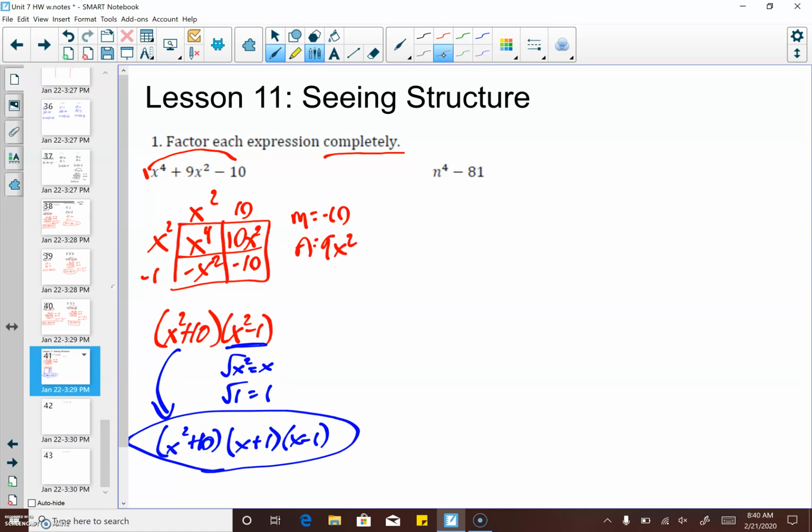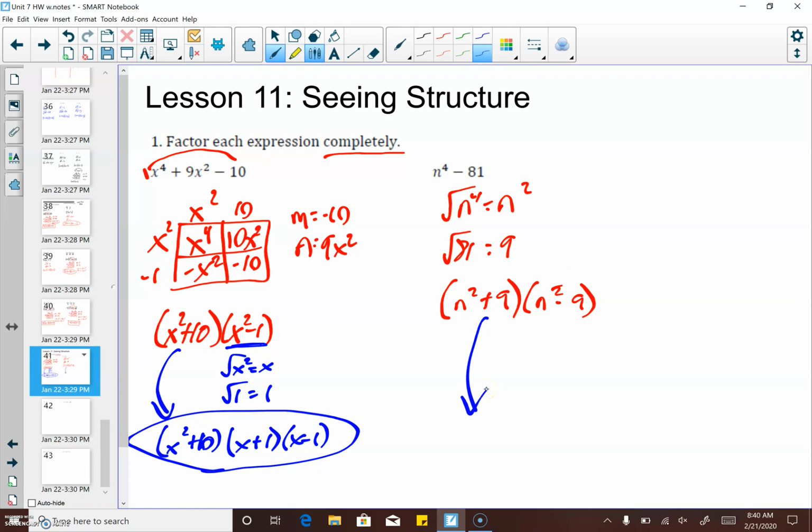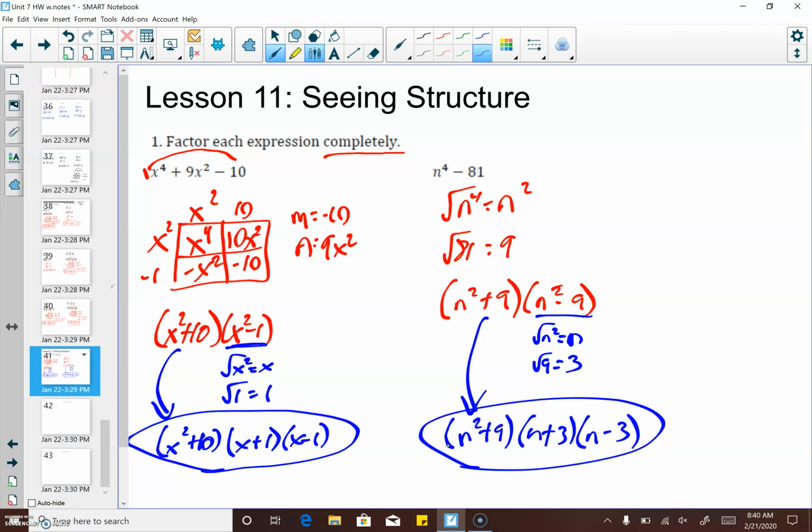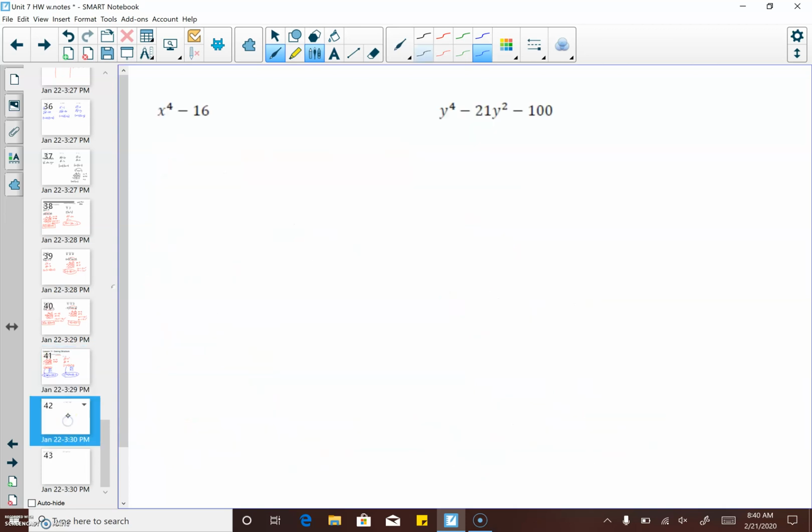For the next one, n to the fourth is perfect and 81 is perfect. N to the fourth, square root gives you n squared. 81, square root gives you 9. So our n squared plus 9, n squared minus 9. You always want to look. Again, we can never do the factoring to a plus sign. There's no such thing as a sum of perfect squares. But we do have to do n squared minus 9. Square root of n squared is n. Square root of 9 is 3. There's a minus sign. So we get n squared plus 9, and then we get n plus 3 and n minus 3. So similar answers for these two, different process to get there.